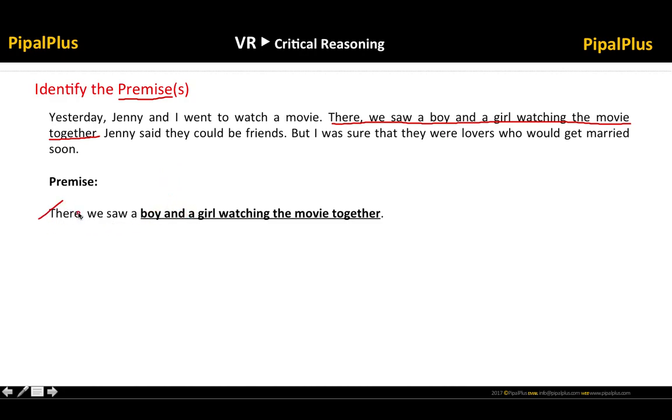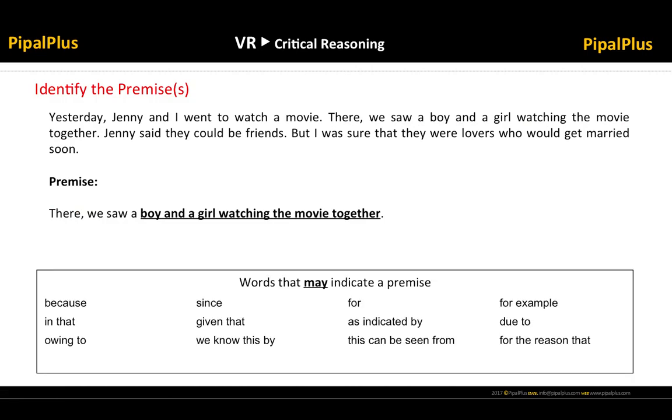So this is the premise: boy and a girl watching movie together. All right, so some of these words which may indicate a premise: because, right? So because highlights the reason for something, since, right? For example, right? All of these words are indicative of the information on which a conclusion can be based. Okay, so you may take a note of these words.